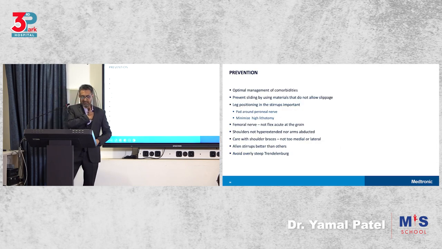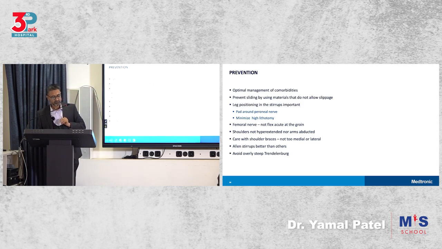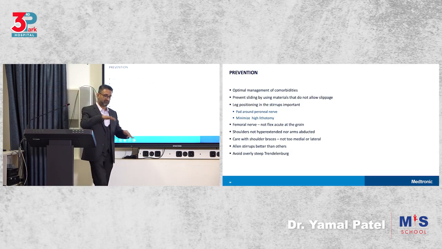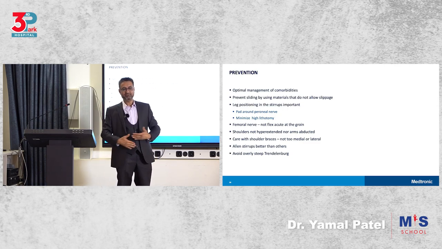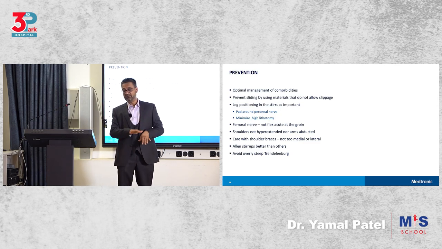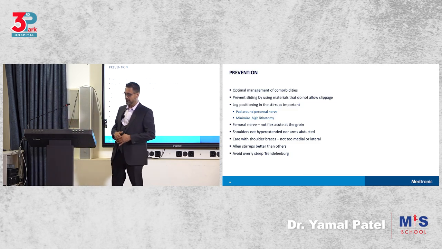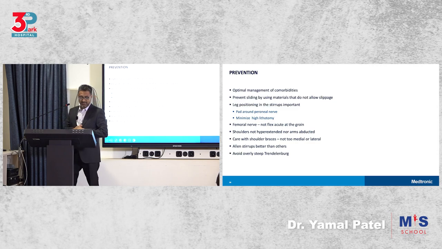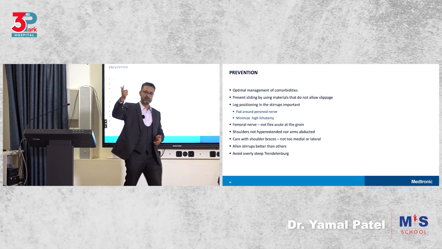To prevent injuries, these are important points. Number one, prevent sliding by using materials that do not allow slipping. So when you're doing head low, have some shoulder support, maybe have a strapping, have a non-slip mat so that the patient is not sliding off the table. So that is important.